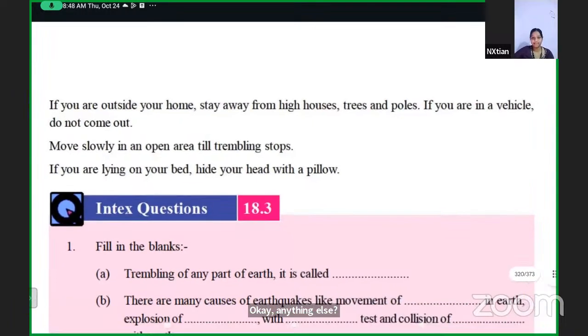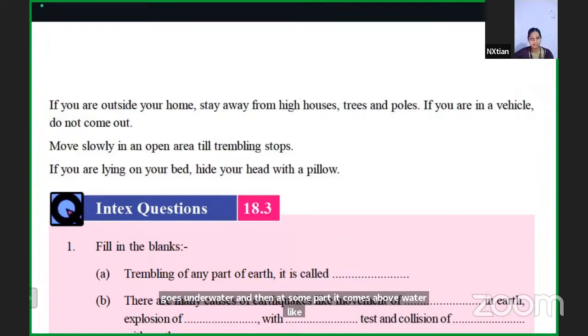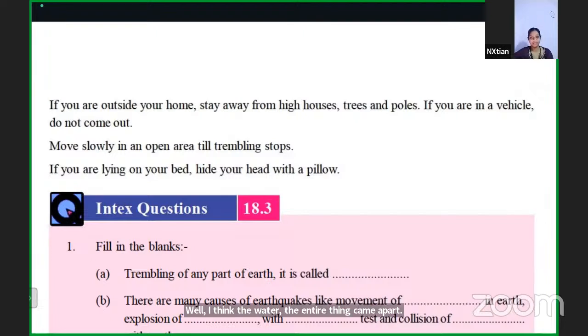Ma'am, have you ever heard about the Atlantic Ridge? I think it starts at the Indian Ocean and then stretches to some continent. It goes underwater and then at some part it comes above water. I think when an earthquake struck, the entire thing came apart. All right, I couldn't hear you properly, but I was able to hear some part.